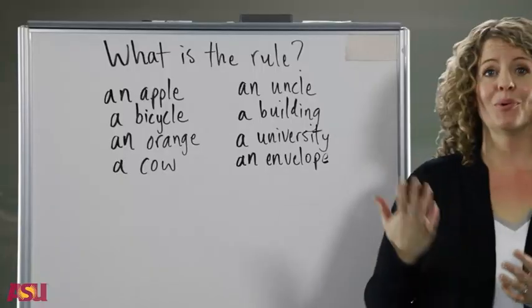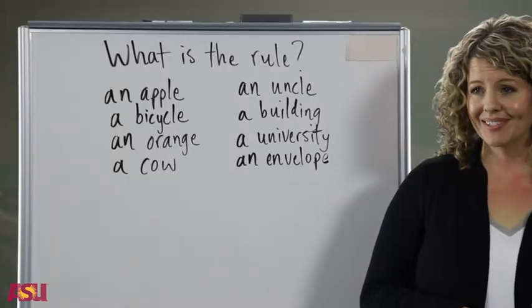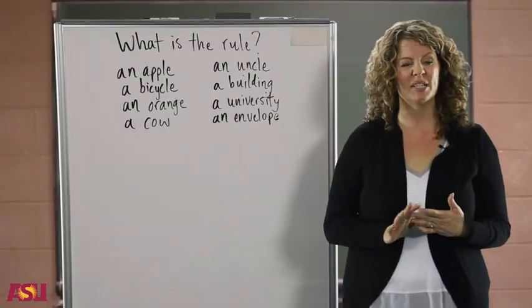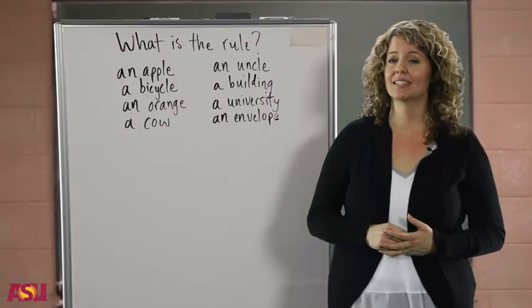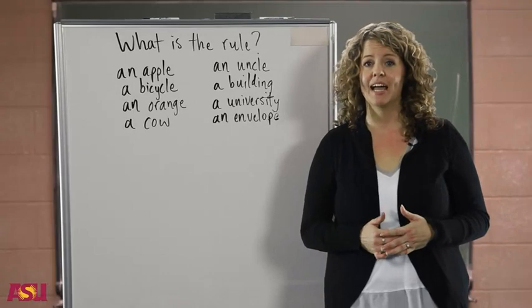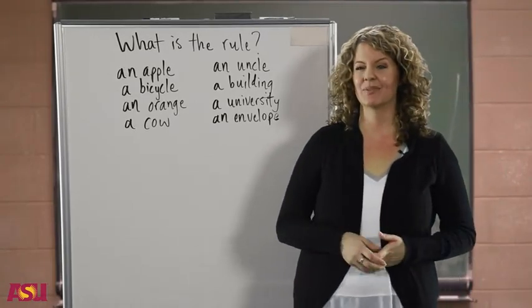So I have written on the board here, it says, what is the rule? And under you see some examples. Can you see a rule? Can you find a pattern? Let's look at this slowly and see what you think. What does A prefer to be next to? And what does An prefer to be next to? Go ahead and discuss it with a partner.